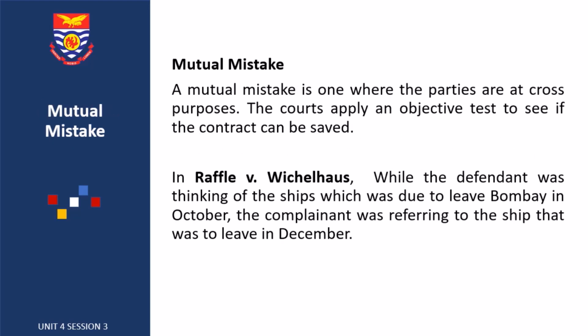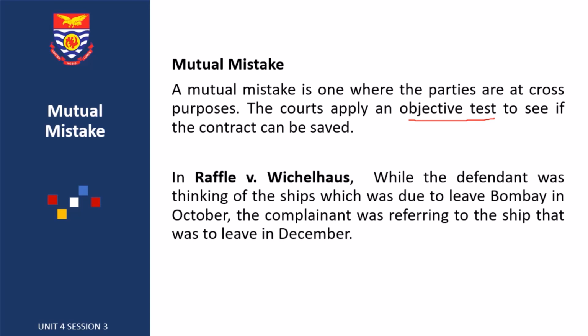A mutual mistake is where the parties are at cross purposes. The court will apply the objective test to see if the contract can be saved. The objective test here is, you're looking at what a reasonable man, given the surrounding facts, what conclusion would that person arrive at? Would that person say that there was a mistake or there was not a mistake?